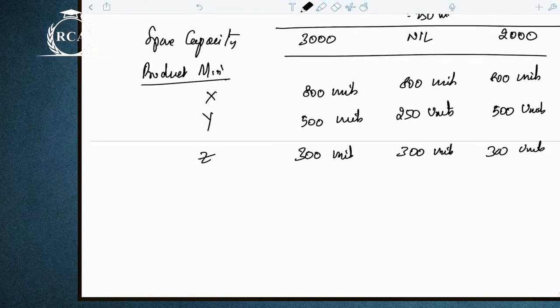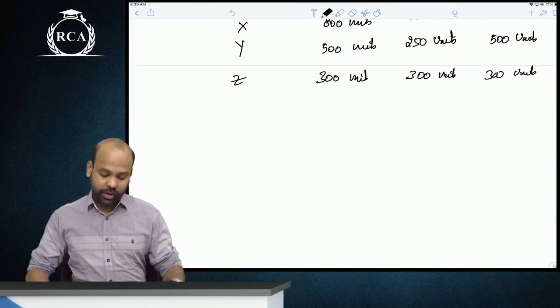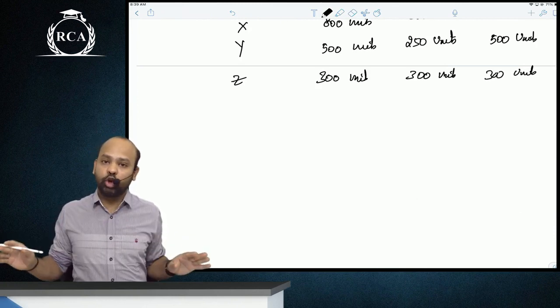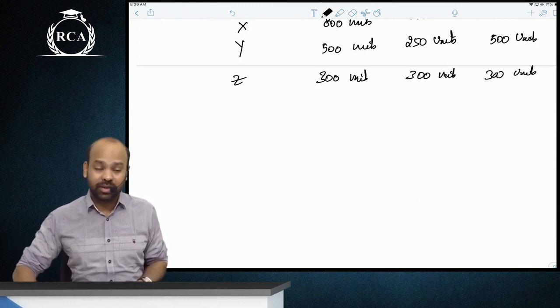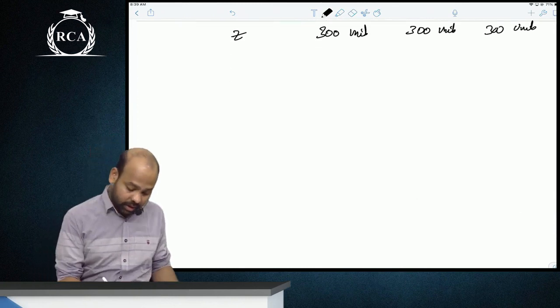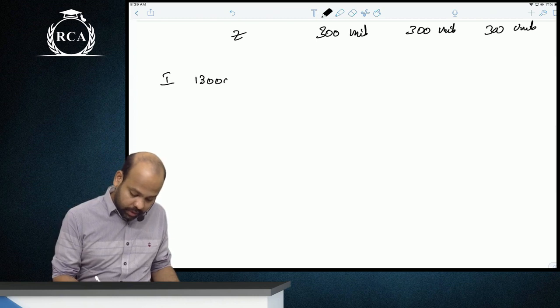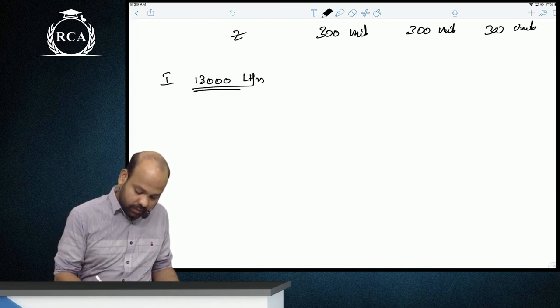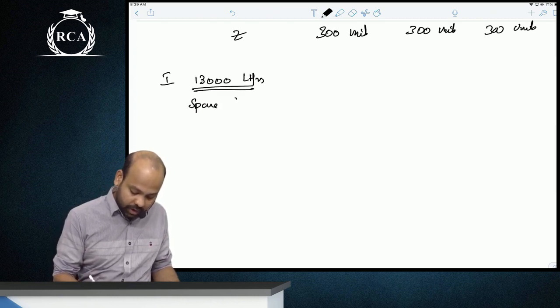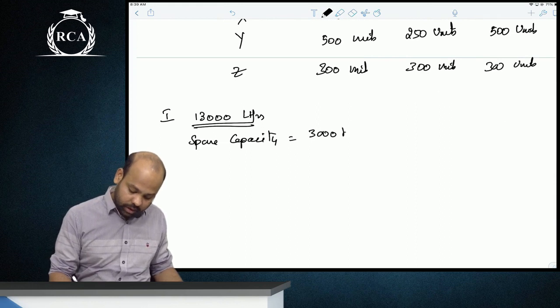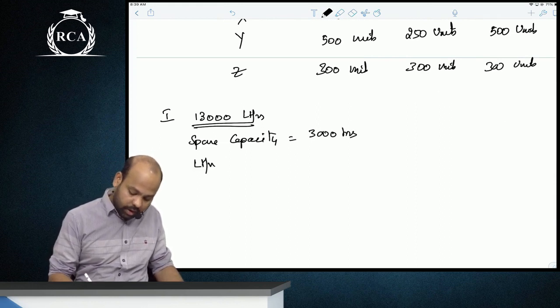Remember, we will have to take each case separately and then answer it. We have now decided what would be the opportunity cost, and the amount of spare capacity available. Case 1 now: 13,000 labor hours. We already have a spare capacity of how much? We have a spare capacity of 3,000 hours.